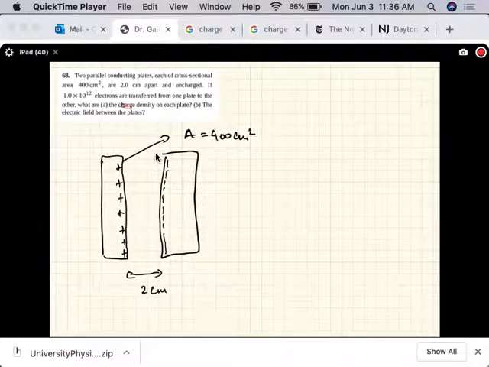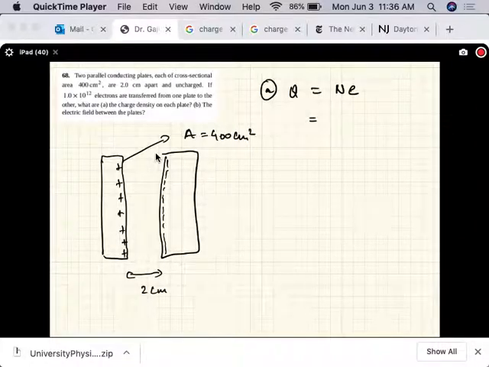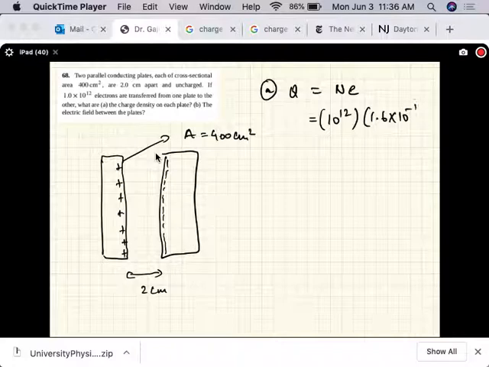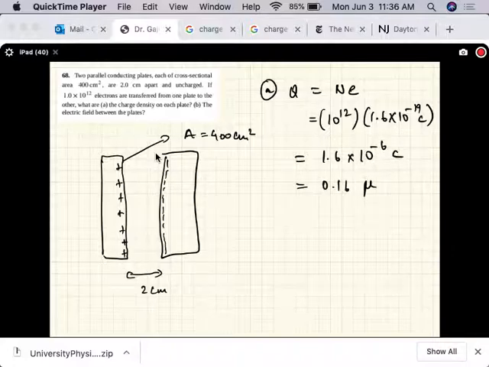So electrons are transferred from one plate to the other. What are the charges on each plate? And the electric field between the plates? The charge on each plate, of course, is n times the charge of the electron, and so you have a trillion electrons, and the charge of each electron is 10 to the minus 19 coulomb. So 0.16, oops.